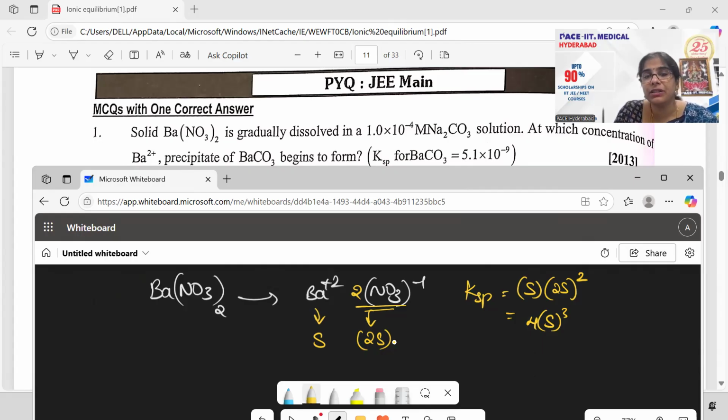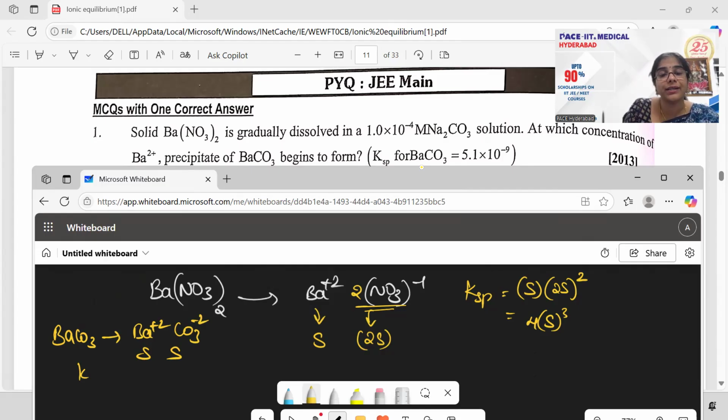So you are being given that it is dissolved in this much molar solution. But we are also asked about barium carbonate, right? Barium carbonate is written as BaCO3, where barium is plus 2 and CO3 is minus 2. This is S, that is S. So here my KSP will be barium ion concentration and carbonate ion concentration.